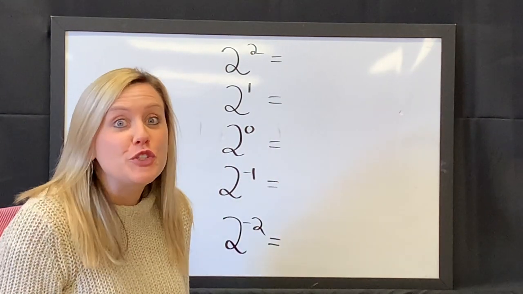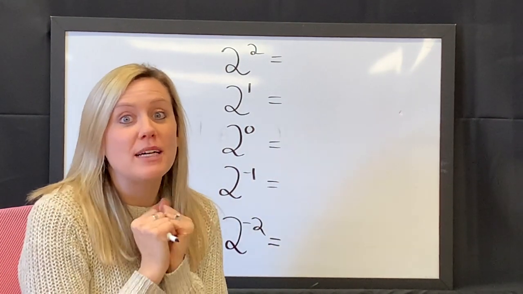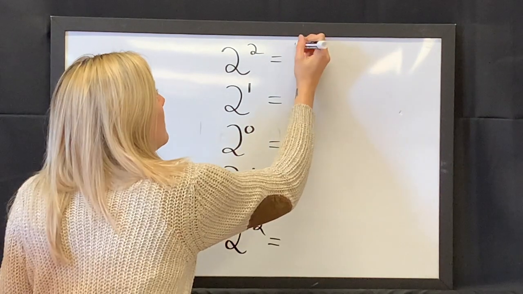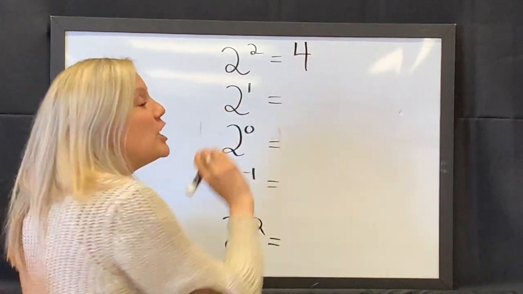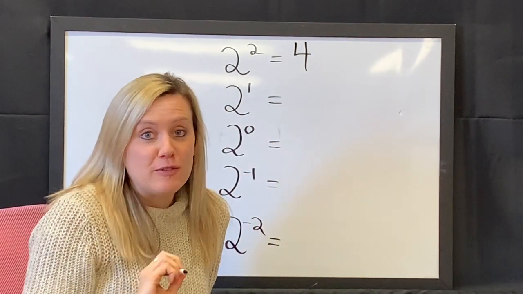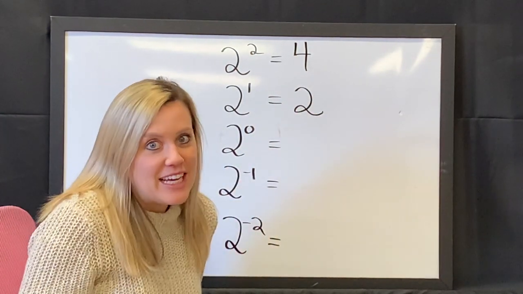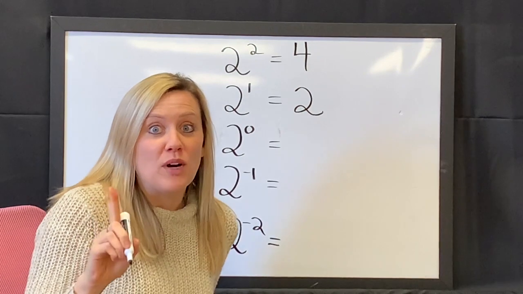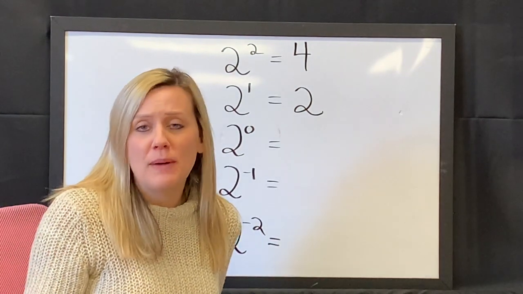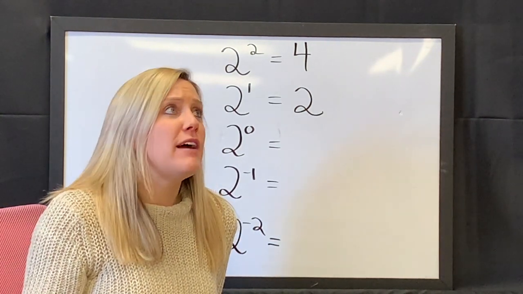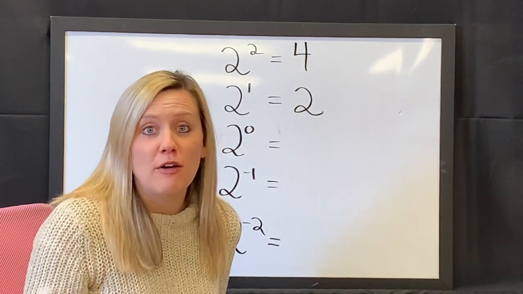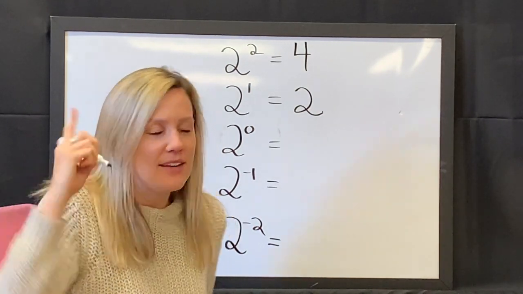Okay, 2 squared, or 2 times 2, is 4. Just one group of 2 is 2. Anything to the 0 power is 1. A million to the 0 power is 1. Negative 542 to the 0 power is 1. Memorize that.